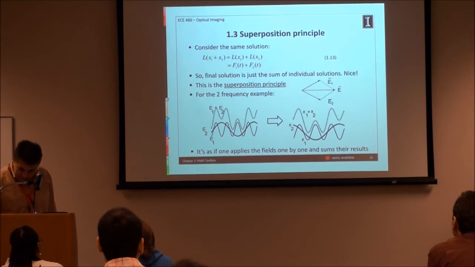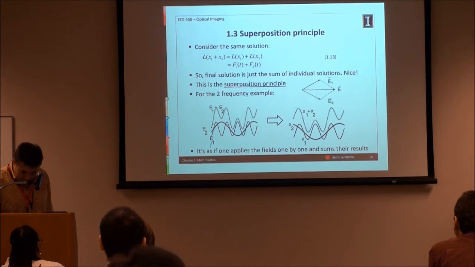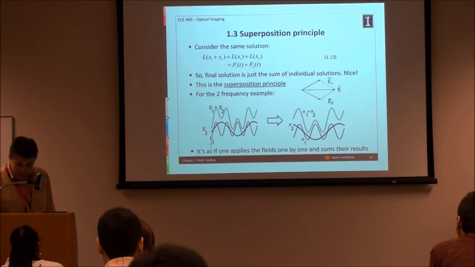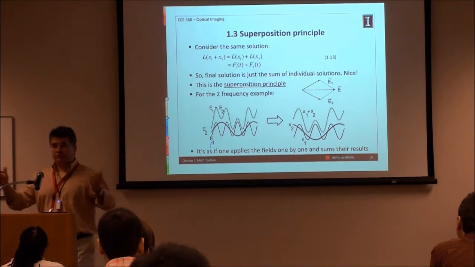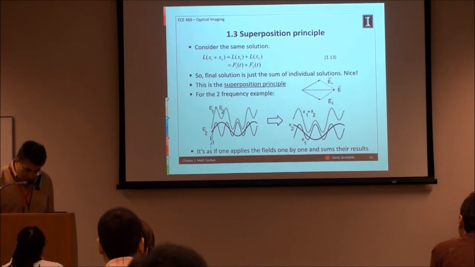So, electric field E1 generates a certain displacement x1. Okay? If I know how to calculate that, that means I have the solution for input E1. I solve it for input E2, I get displacement x2.